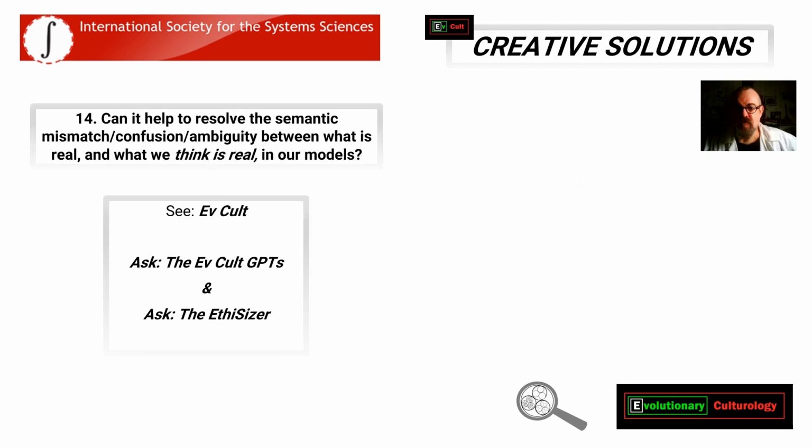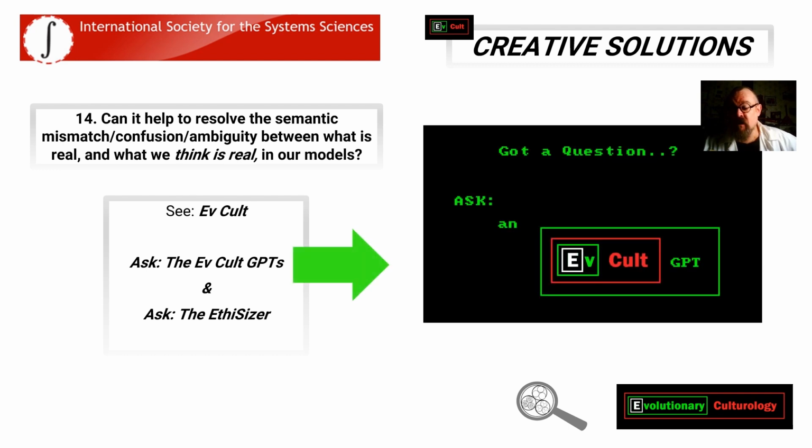Next. Can it help to resolve the semantic mismatch or confusion or ambiguity between what is real and what we think is real in our models? Again, see Ev Cult, ask an Ev Cult GPT. It'll give you a good answer for that. And if it doesn't, you can just tell it to try again. Next.